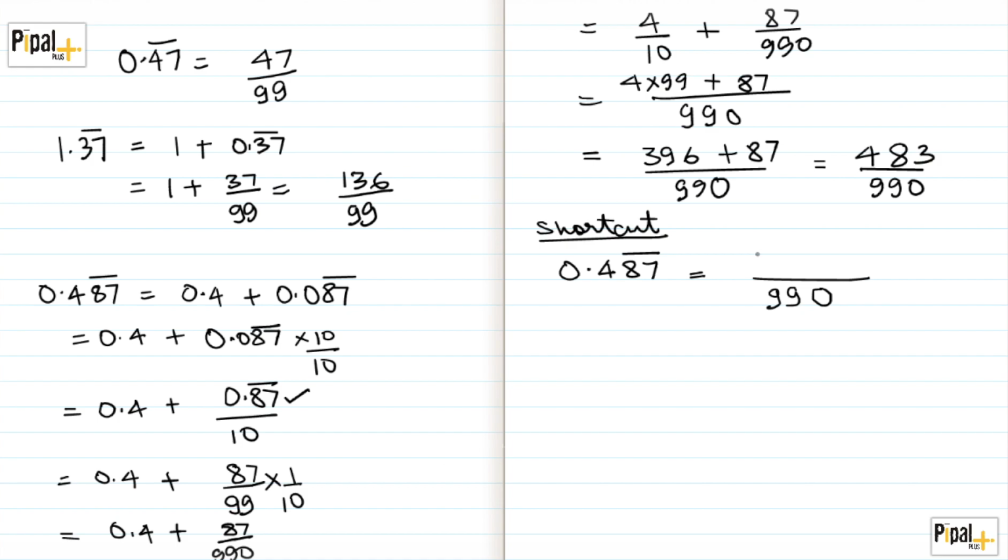Now, the numerator becomes 487, the entire thing, minus the number formed by the non-recurring digits, 4. So this is 483 by 990. Straight away I get my answer. Let's take another example.